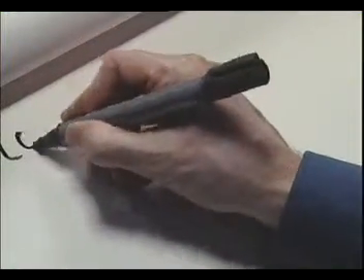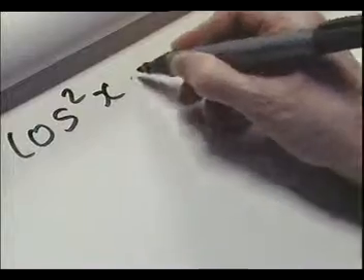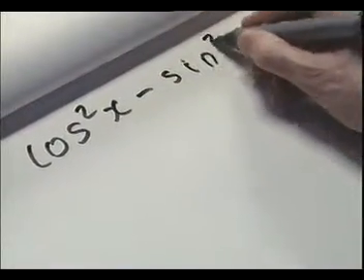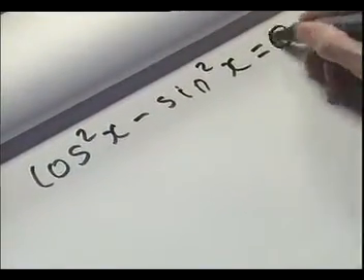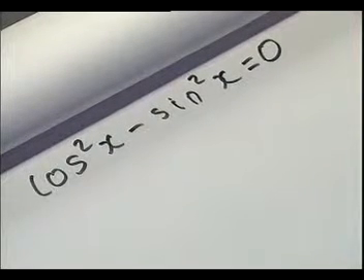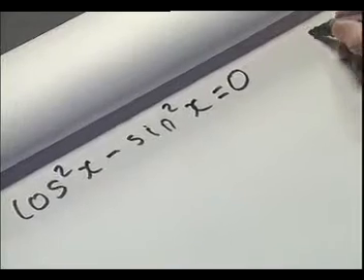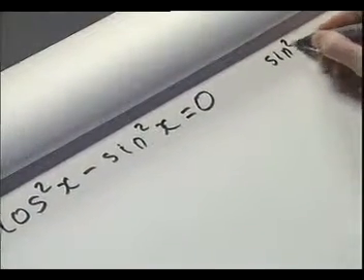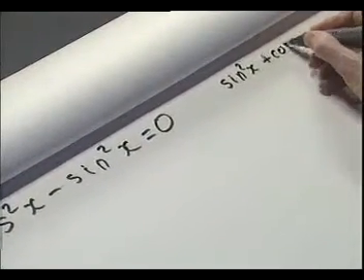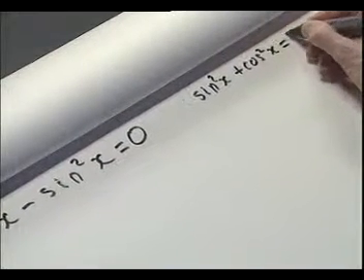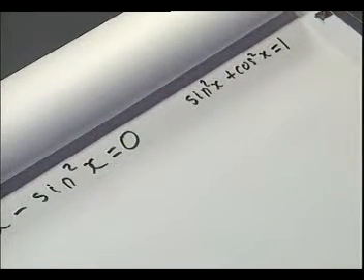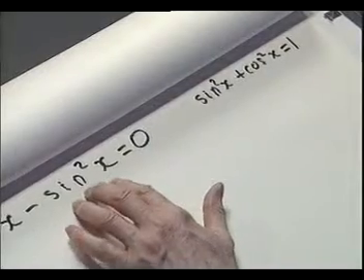So let's have a look at this equation again. Cos squared x minus sine squared x equals 0. And we're going to use our basic trig identity to solve it. So we know that sine squared x plus cos squared x is equal to 1. And I'm going to replace the sine squared here.